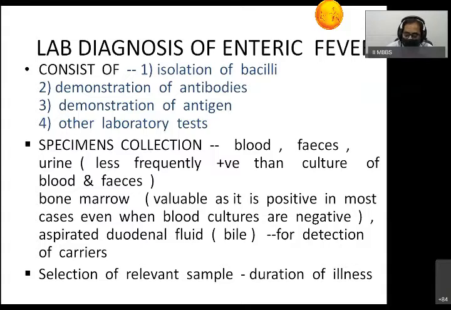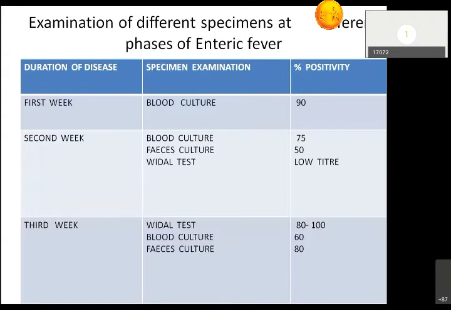Selection of the relevant sample is going to be important, and that's going to depend upon the duration of illness. So this chart is showing the duration of the disease, specimen examination, and percentage positivity. In the first week, if you do blood culture, 90% positivity is seen. In the second week, blood culture positivity is 75%, feces culture positivity is 50%. Vidal test, you may get positive in low titer. Remember, Vidal test becomes positive after 1 week of the disease.